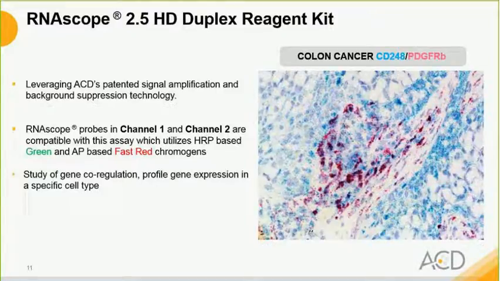The Duplex Kit is a green and red combination using Fast Red and green, and the probes that are compatible with this kit are in channel 1 and channel 2. A few applications of this kit are to study gene co-regulation, profile gene expression in a specific cell type, which can be identified using a cell-specific marker, and map co-expression of two targets within the same cellular context based on reliable chromogenic detection of two transcripts.